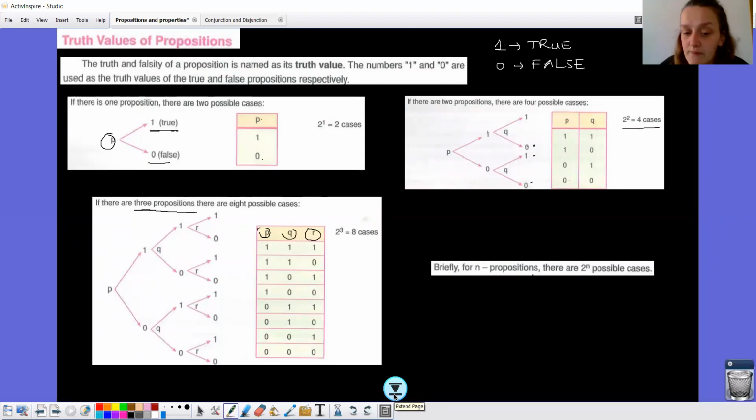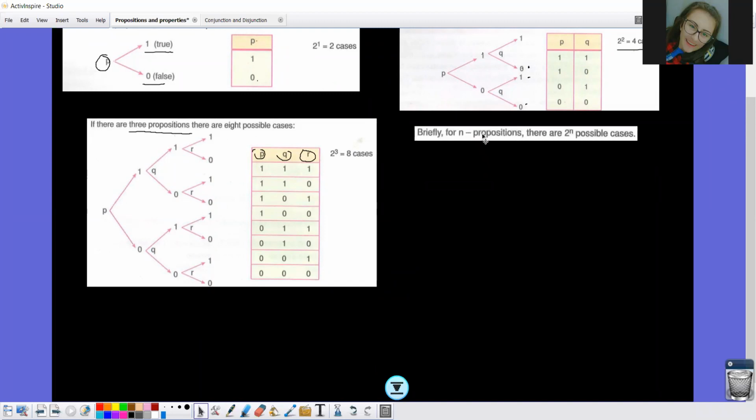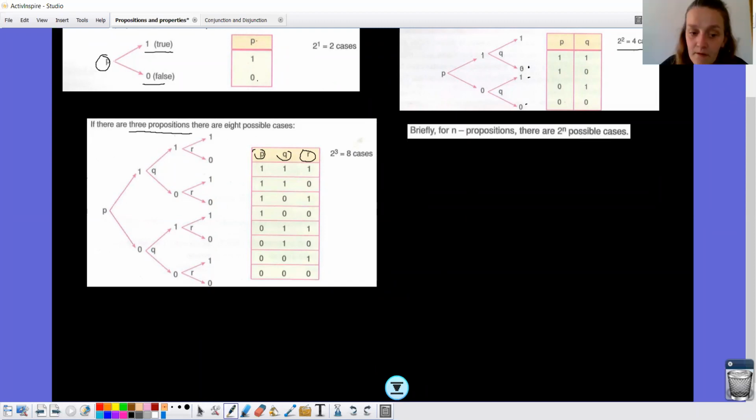One more time, Giovanna. Possible cases go like first with 2, then with 2 prepositions they are 4, and for 3 it is 8, for 4 it is 16. Yes, yes, it goes like that. Now, if we have 4 prepositions, let's say they are P, Q, R, and S, I have 16 possible cases.